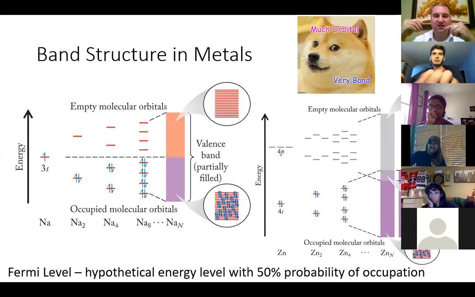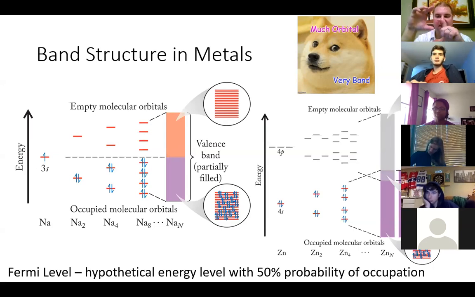This can create interesting situations when you have, say, p orbitals that are close in energy that are overlapping and forming a band. This band, where a lot of the orbitals are empty, is where electrons can freely flow. So this is called the conduction band. And for something like zinc, the conduction band, which is empty, overlaps with the valence band, which is filled. Because there's an overlap there, it basically takes no energy to move an electron from the valence band to the conduction band.